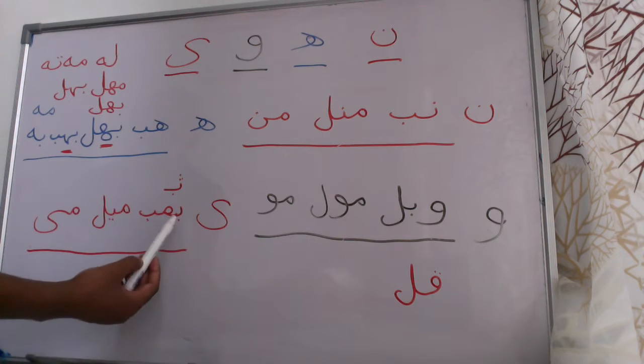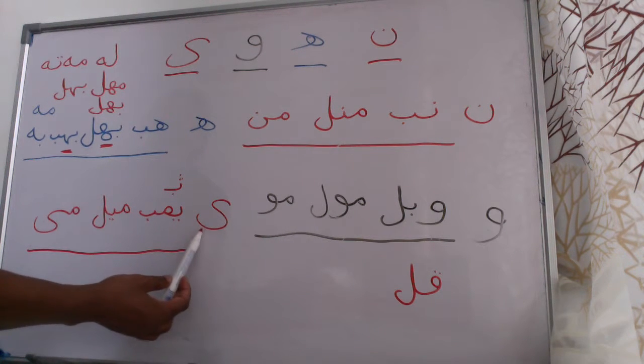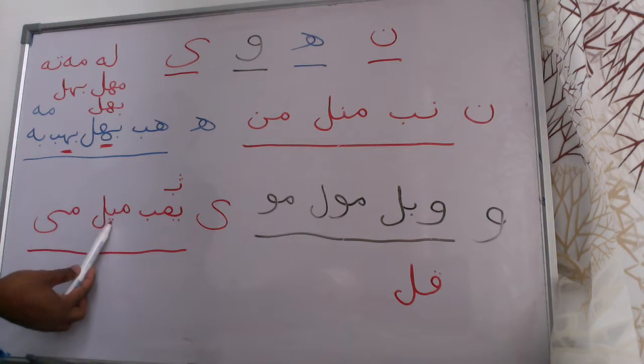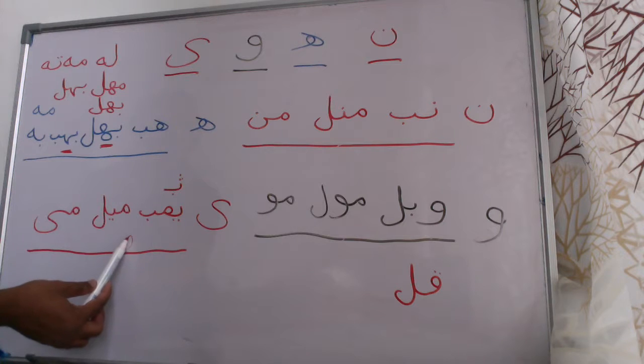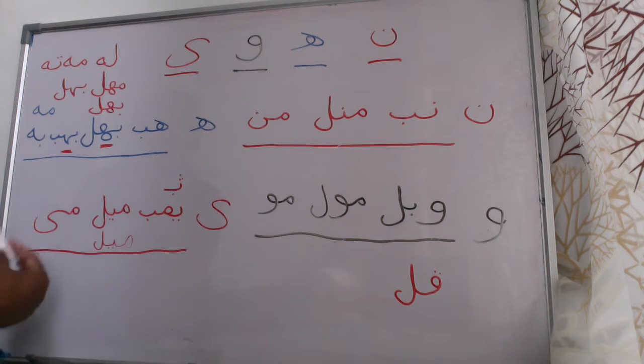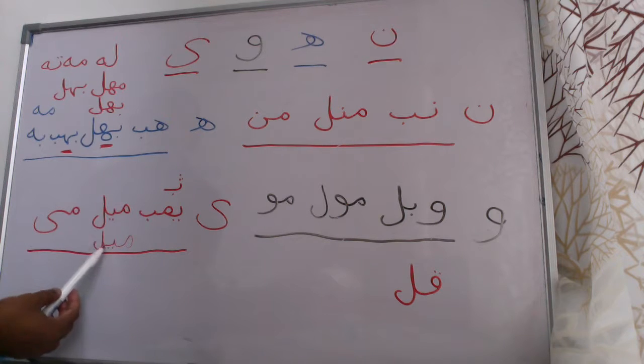Okay, and it's connected, so it loses the tail in order to connect it to the meme here. And this is the ya in the middle. So here's the meme connected to ya, and then connected to a lam. Put the two dots, so you know that this is a ya, not a ba or any other letter.